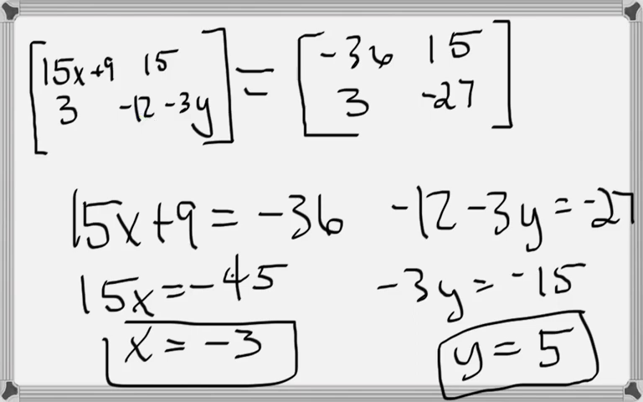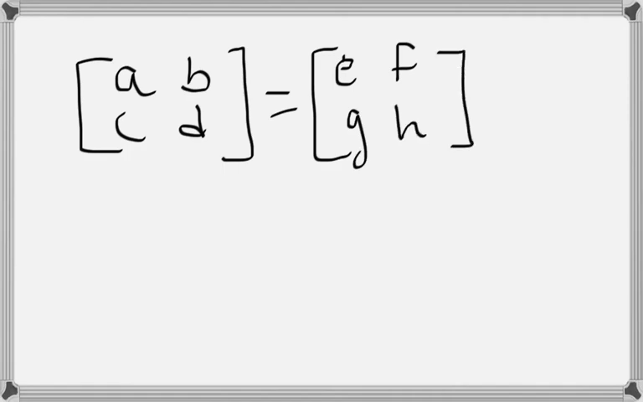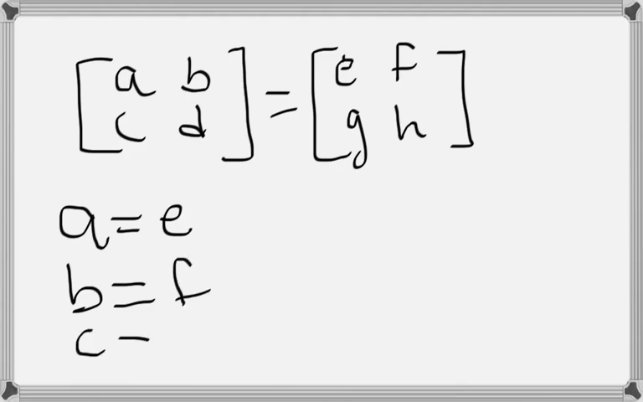So here's a rule. This is kind of universal. When you have two matrices that are equal to one another, you set them all equal. For example, let me just write it out. So we had A, B, C, and D equal to E, F, G, and H. If we have two matrices, I don't care how big they are, but they have to be the same size, like a 2 by 2 and a 2 by 2. If the matrices are equal, then what is A equal to? E. What is B equal to? What is C equal to? And D is H.